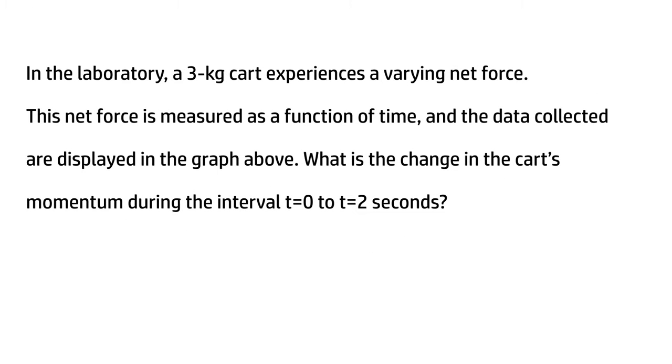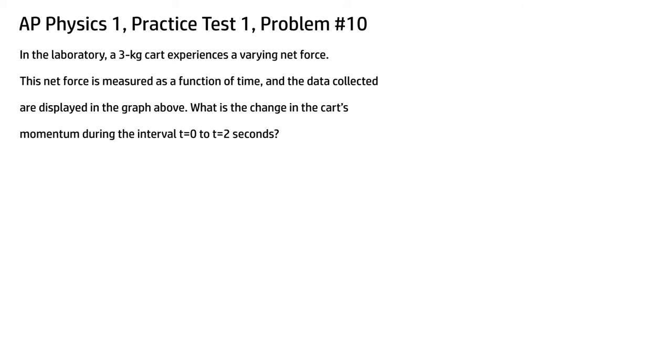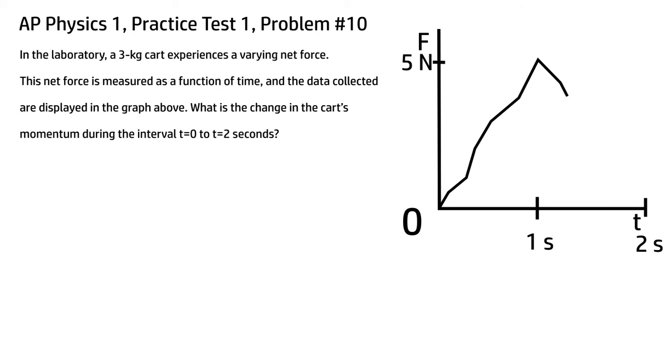In the laboratory, a 3 kilogram cart experiences a varying net force. The net force is measured as a function of time, and the data collected are displayed in the graph above. What is the change in the cart's momentum during the interval t = 0 to t = 2 seconds? Let's break it down a little bit. So the cart is having a force being applied throughout a period of time. But the only issue is that the force, as shown in the graph, is not constant. The force applied onto the cart keeps changing.